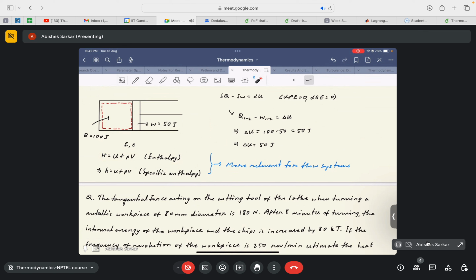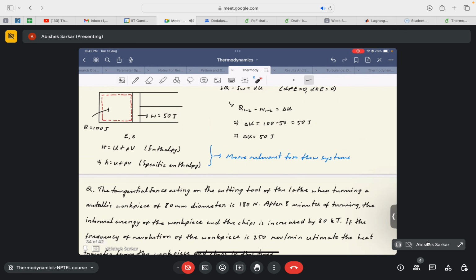Then you will be introduced to the equation named SFEE, the steady flow energy equation. We'll discuss that when the time comes, but just as a brief introduction, we are introducing you to the terminology of enthalpy.